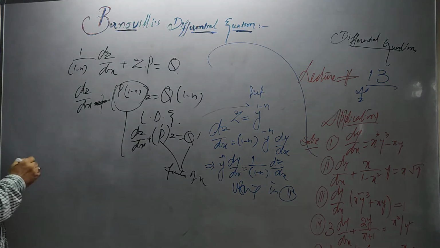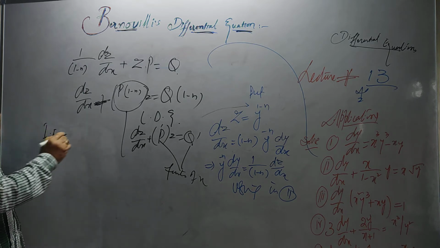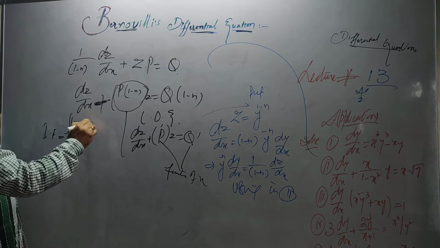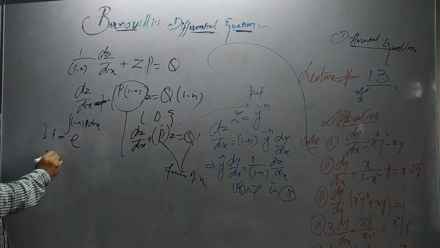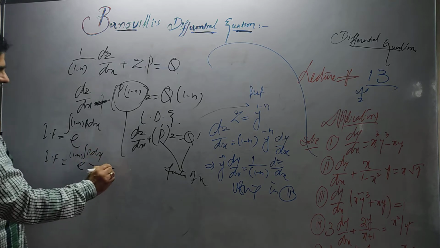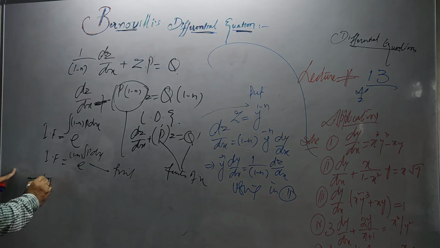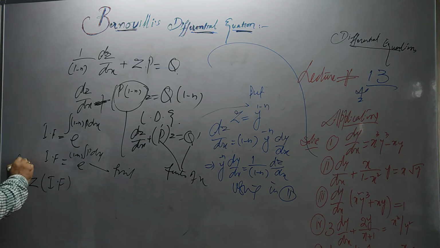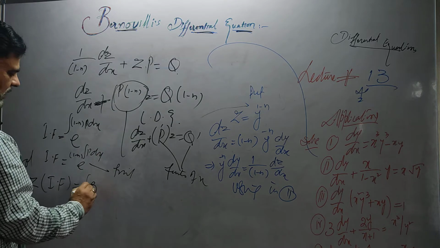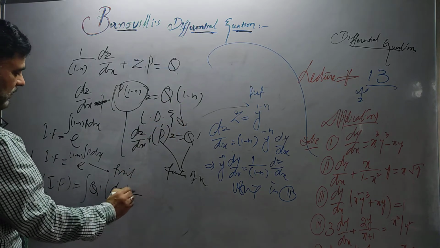So what is your integrating factor here? Your integrating factor will be e raised to the power integral of 1 minus n times p dx. Now you find it and use it there. You will then write the solution: z times the integrating factor is equal to the integral of q dash, which is this, times dx, again plus c.